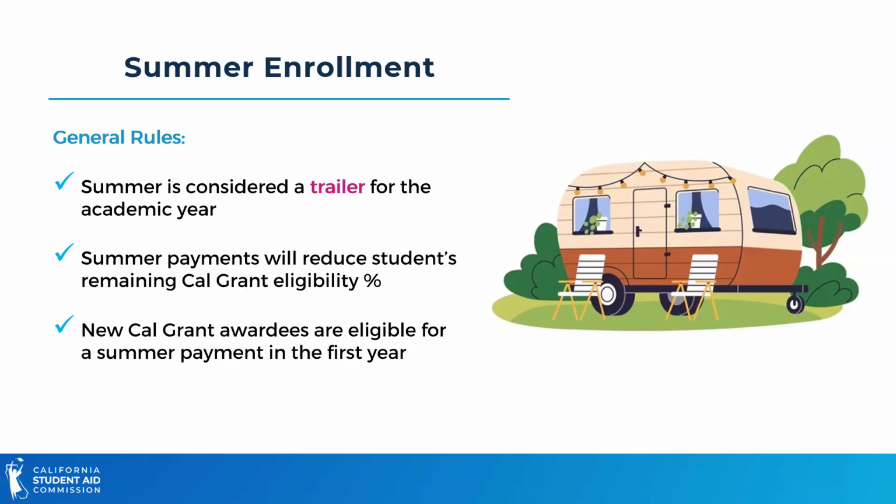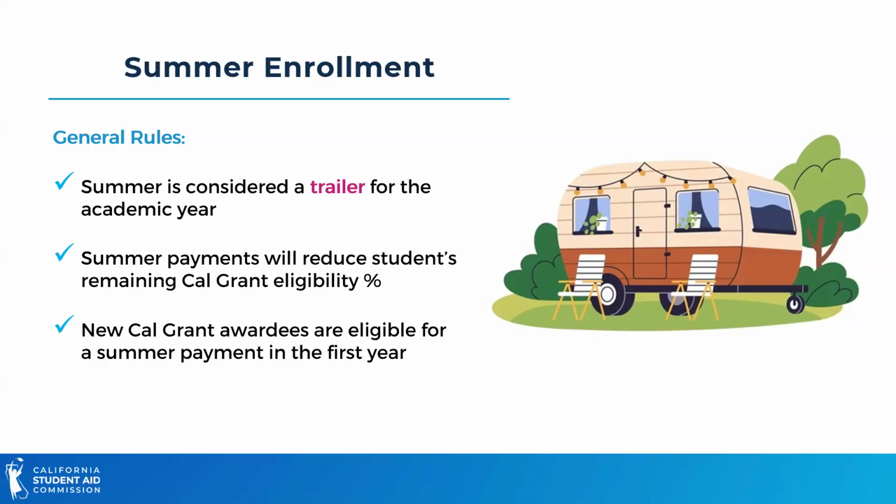Even if a school considers their summer term as a header, meaning the school considers their academic year to go summer, fall, winter, spring, the Cal Grant is always going to be paid in the year that it falls as the trailer. To give you an example, summer of 2026 is considered the trailer term for the 25-26 Cal Grant year. So if you're paying a student for summer of 26, it's going to be under the 25-26 roster.